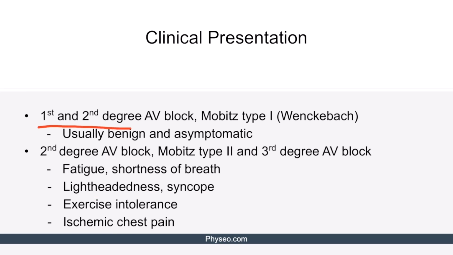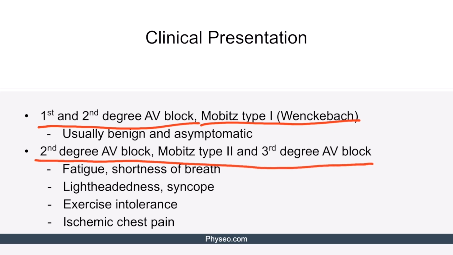First and second degree AV block, Mobitz type I, also known as Wenckebach, are usually benign and asymptomatic. In contrast, the second-degree AV block, Mobitz type II, and third-degree AV block can cause symptoms due to decreased cardiac output and oxygen delivery. These include fatigue, shortness of breath, lightheadedness, and syncope. Patients may also experience exercise intolerance and ischemic chest pain. Ischemic chest pain occurs due to decreased coronary perfusion.